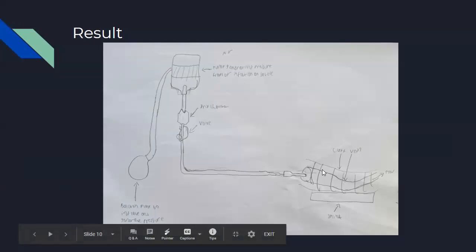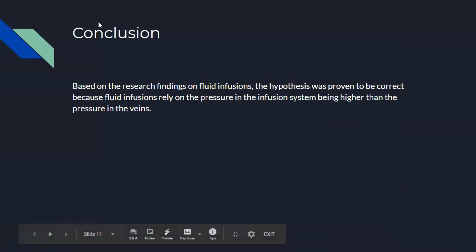The vein will also have a sleeve around it and a splint beneath it to prevent it from kinking when bent. So based on the research findings on fluid infusions, our hypothesis was proven to be correct because fluid infusions rely on the pressure in the infusion system being higher than the pressure in the veins.